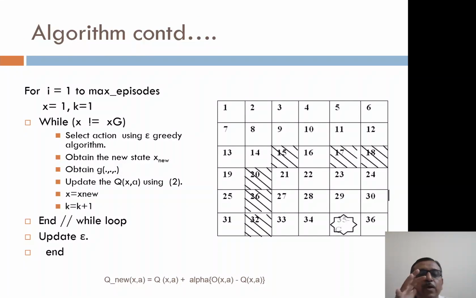Here we will repeat this inner loop for the maximum episode count. This is a parameter which you should choose. For this example, some 1000 episodes will be sufficient. Every time we start from cell number 1, and the step count k is equal to 1. I is the episode count, and k keeps track of the steps.